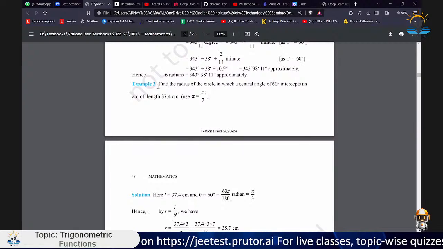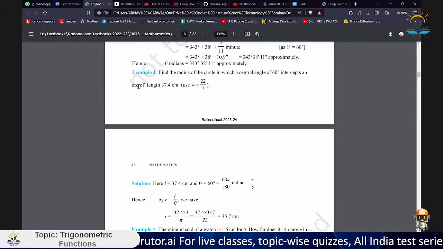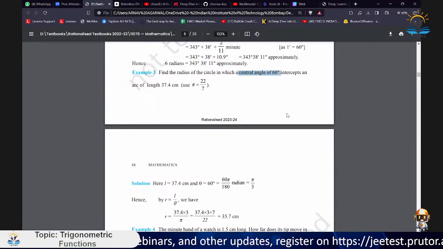Let's take this example. Find the radius of a circle in which a central angle of 60 degrees intercepts an arc of length 37.4 centimeters. So there's a circle, normal. What we need to find is the radius of the circle. We know that the arc would subtend 60 degrees at the center. That's what we mean by the central angle, right?